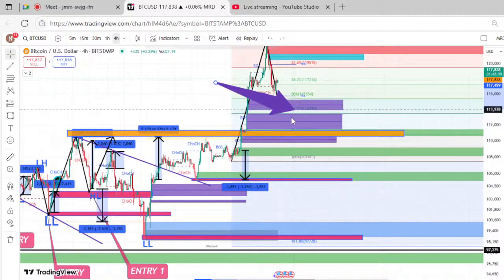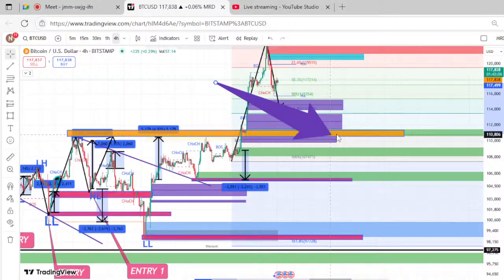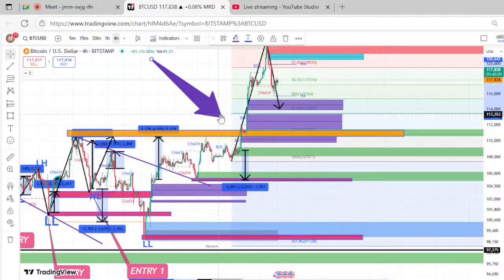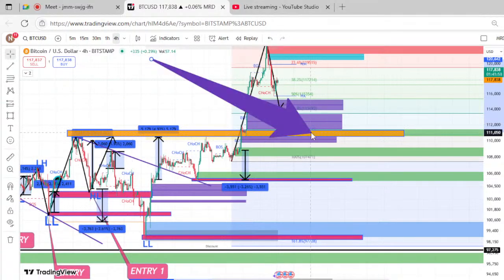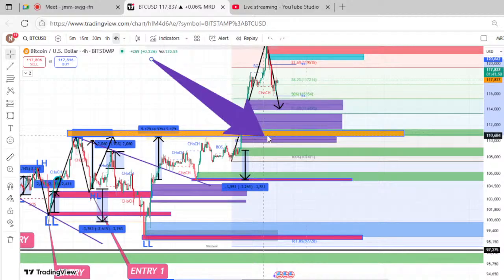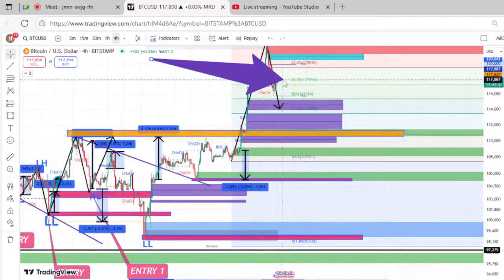Having the 2 fair value gaps, having the block, having another fair value gap, and at the same time, it is at the support level, because this was our previous high. And when we draw the line, we can see the previous high, it is now our support, since the market is above it. Are we together?